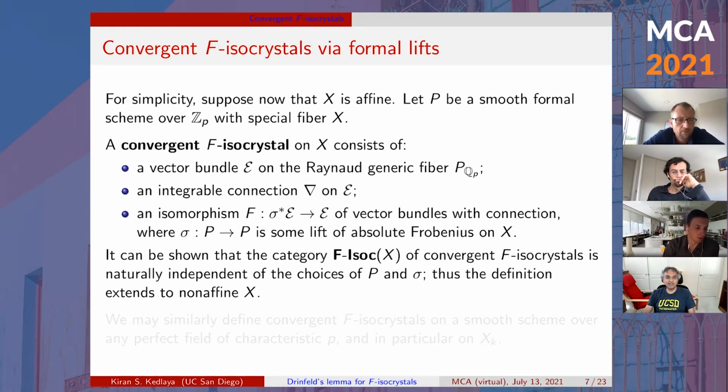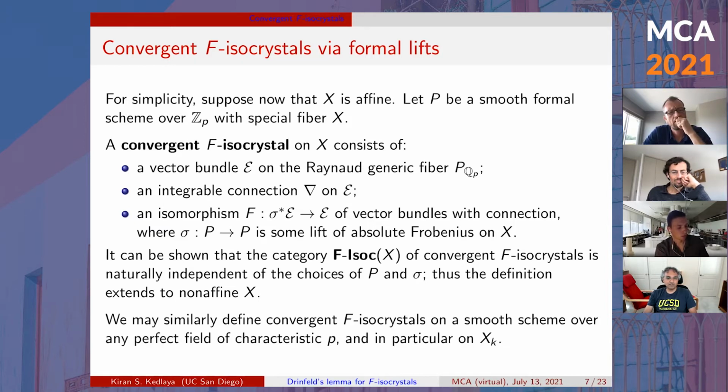Or a better way to say it is if you make a site that captures all of these choices and define a crystal on that site, then this category is the same as the category you make on the site. So that's a more robust way to say that this category doesn't depend on any choices. In particular, you can sheafify and make a definition for non-affine X, but you're free to think about affine X for the purposes of this talk. That won't cause any problems.